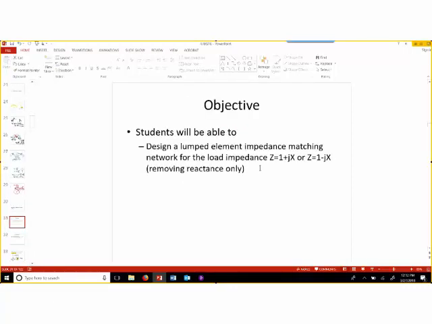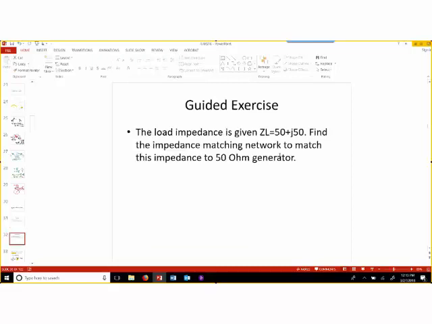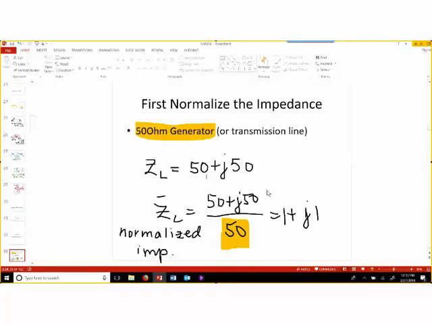Okay. So let's see the simplest impedance matching case. We will design a lumped element impedance matching network for the load impedance 1 plus jX or 1 minus jX. These are normalized values already. We just want to remove the reactance because we want to make the load impedance equal to the generator impedance, whose normalized value is 1. So the load impedance is given, 50 plus j50. Find the impedance matching network to match this impedance to a 50 ohm generator. So how do we do that?